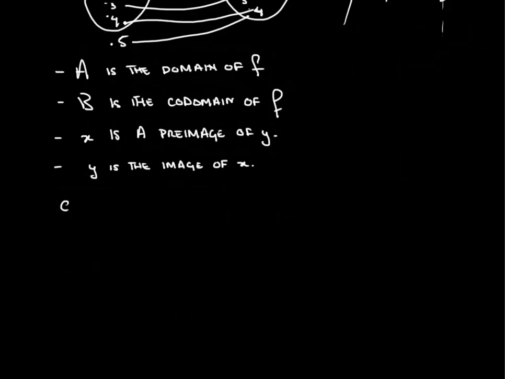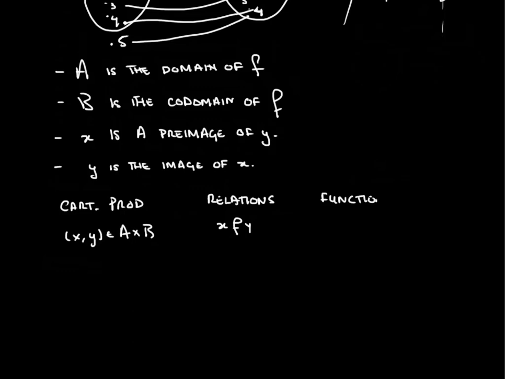Now, when we're talking about Cartesian products, we say that the pair x and y are elements of the product A and B. When we're talking about relations, we say that x is related to y by f in this manner. But when we're going to talk about functions, we're going to adopt the usual notation, which is, you're probably familiar with that, f of x is equal to y.